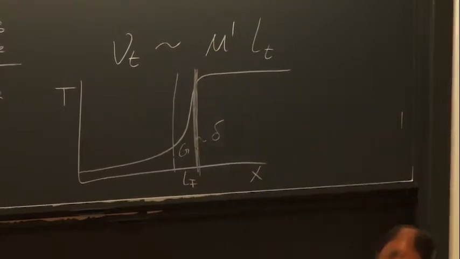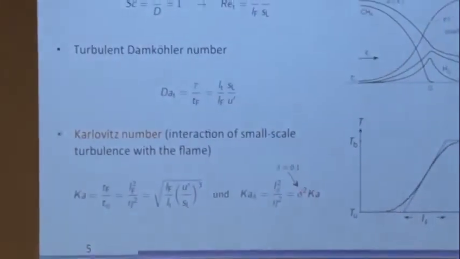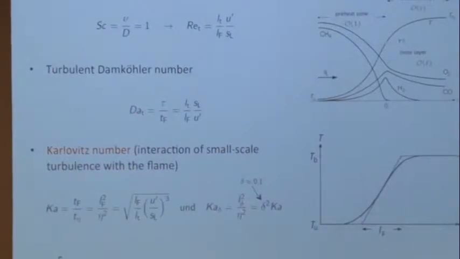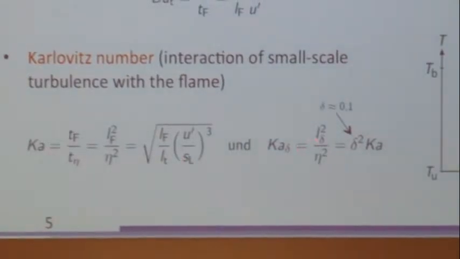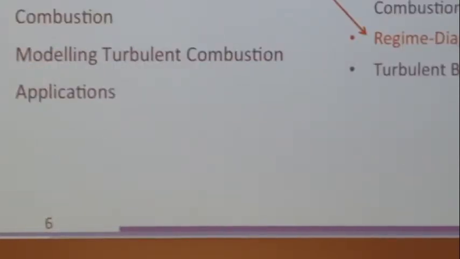So L delta, that's the thickness of the reaction zone. And so we can also define this Karlovitz delta, which is the thickness of the reaction zone divided by the Kolmogorov length. And it turns out because L delta divided by LF is roughly 1/10, this is the same as 1/10 squared times Karlovitz. So this is typically 100 times this number. But that's just a rough estimate.